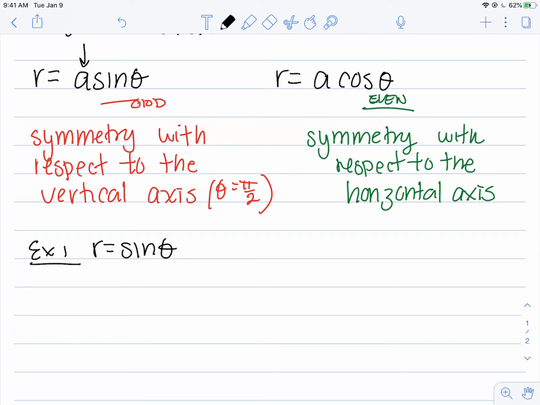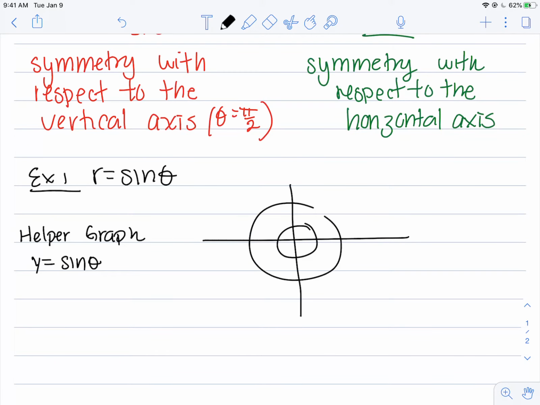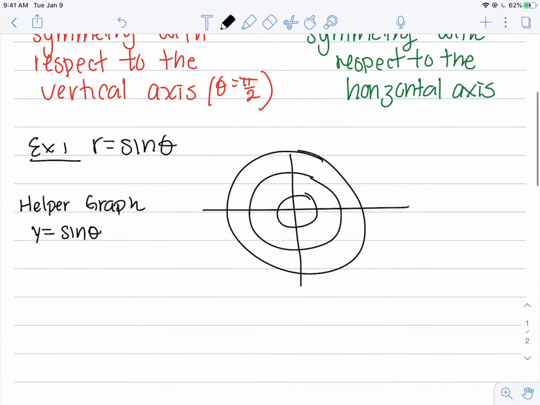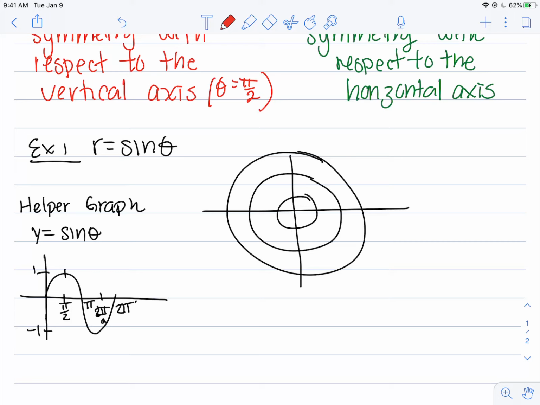Okay, so like I said, you can always make a t-table, but I'm going to do something better, something we call our helper graph. We're going to graph y equals sine theta and then move those points over to the polar plane. So for our helper graph, y equals sine theta, it's a sine graph that goes from 0 to 2 pi. You have your midpoints and your quarter points, your max and your min values. Those points are going to help me figure out what the graph looks like in polar form, especially what happens in between the points.